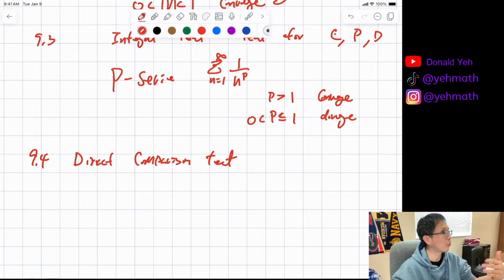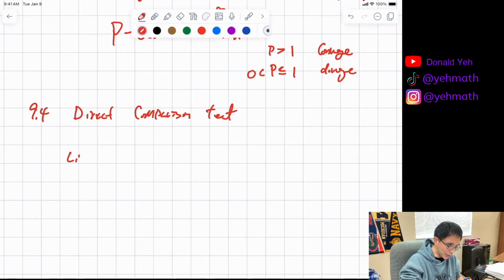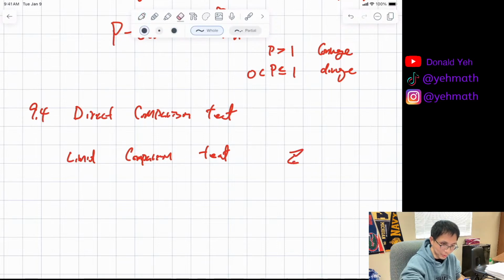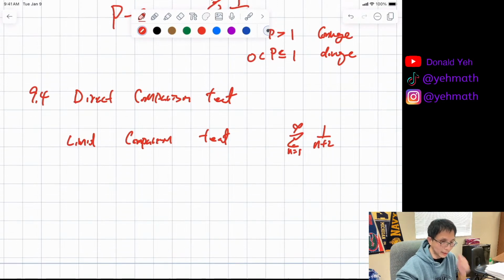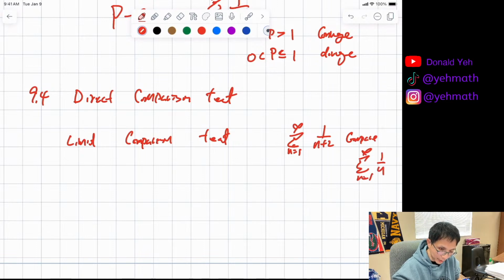Because if you compare to 1 over n, I'm going to just do this because I was going around looking at your homework, and a lot of you don't know what the limit comparison test is. So let's say you have the summation of a_n, and this one is 1 over n plus 2, n equal to 1 to infinity. We compare to 1 over n, and we say 1 over n diverges. This diverges due to the harmonic series.